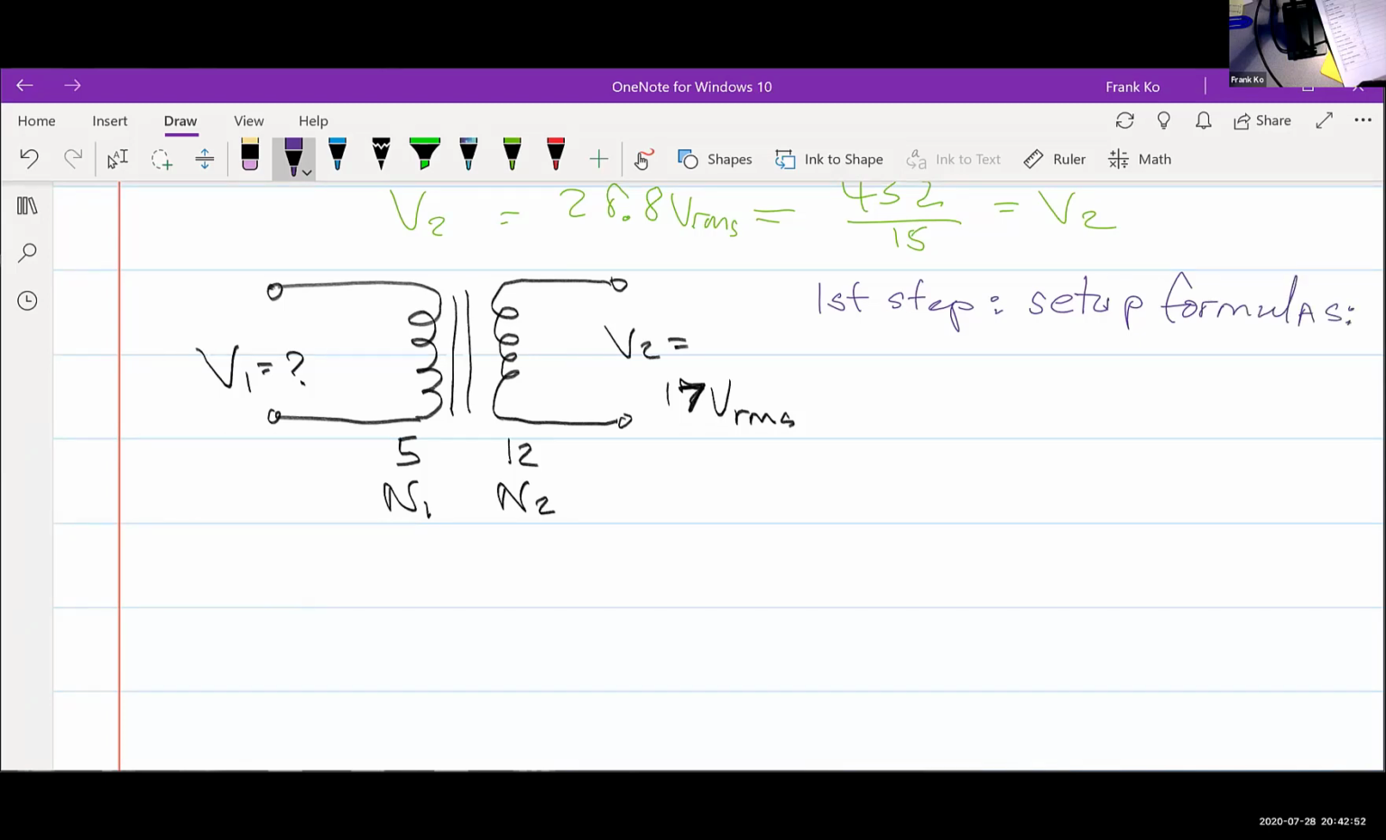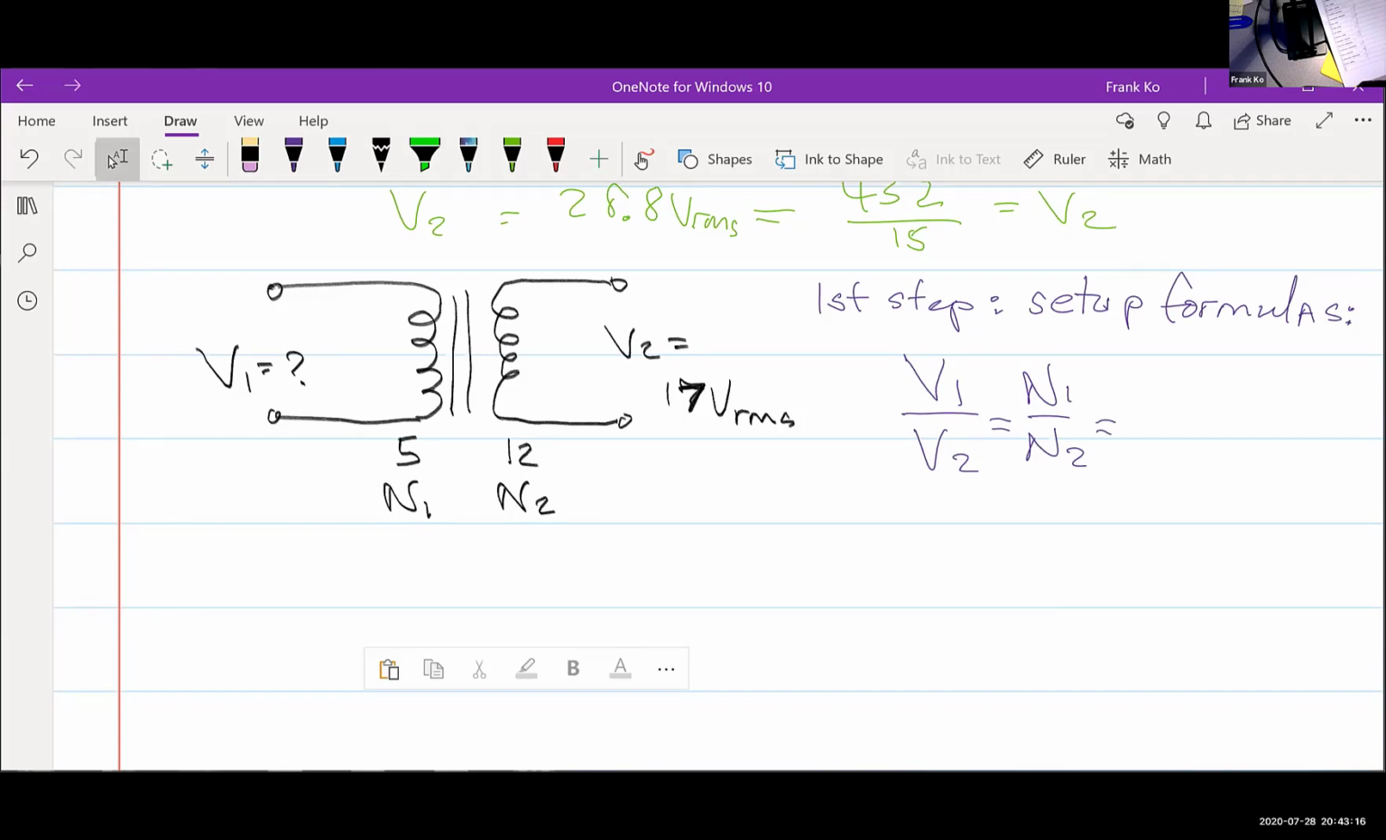And so in doing that, Ephraim, can you give me the formulas that I'm going to be using for this exercise? You want the formula or the numbers? Well, formulas. V1 over V2 equals N1 over N2. Very good. Now I'm going to be looking for the numbers.